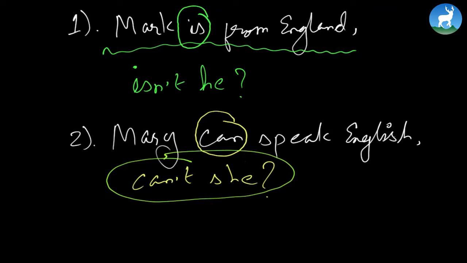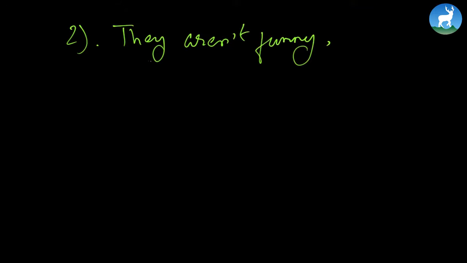Now let's go with the second rule, which says that a negative statement will always have a positive question tag. For instance, let's say, "They aren't funny." Make sure to break down the given sentence. It's a negative statement in itself, and keeping the auxiliary in mind, if the statement is negative, the question tag will be positive. So that would be, "They aren't funny, are they?"